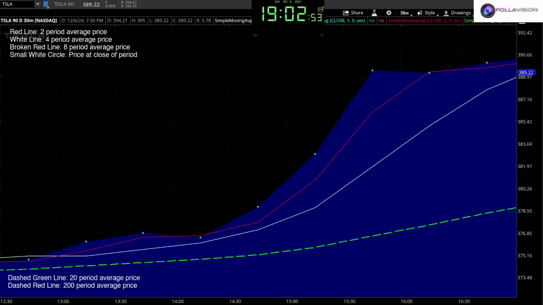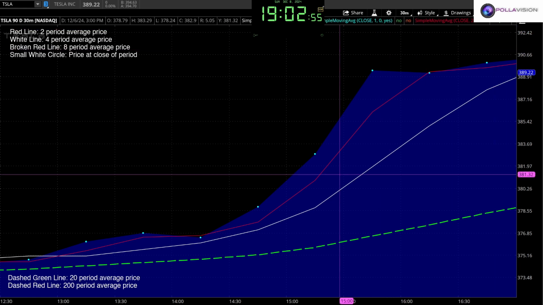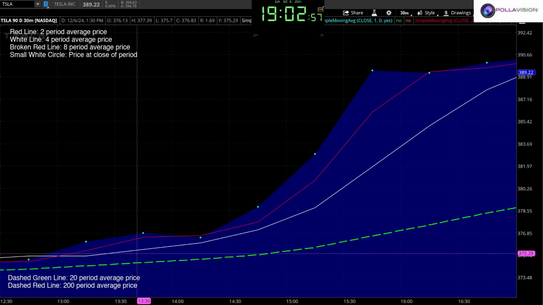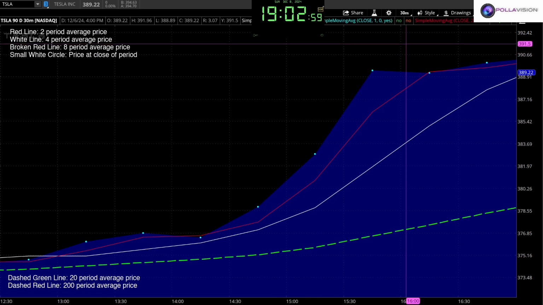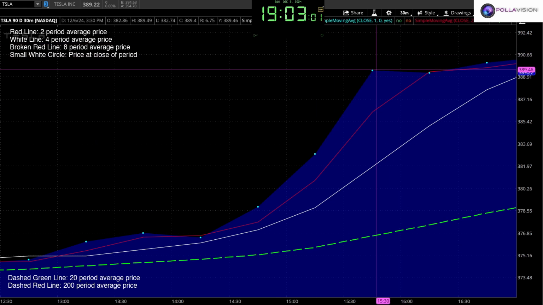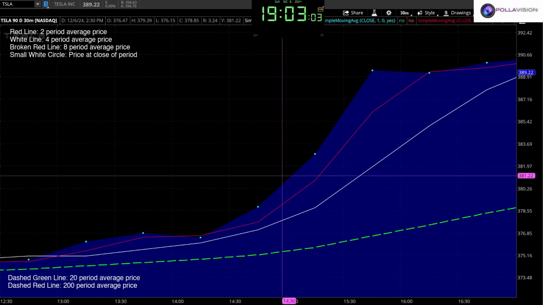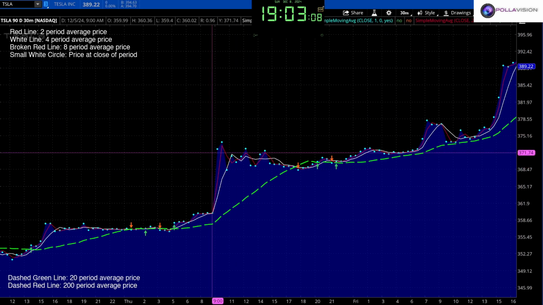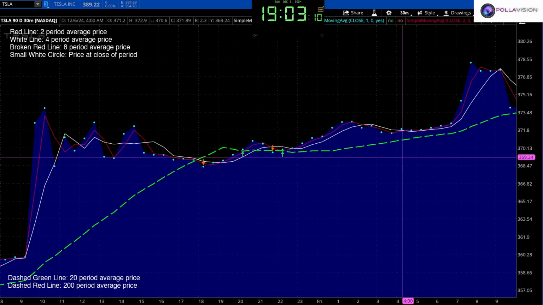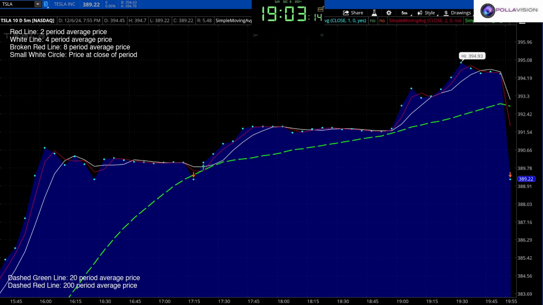my chart here, and this was 30 minutes for Friday from basically 1 o'clock all the way to 4 o'clock. And if you're day trading, this is what you want to look for. You do not want to day trade this. This is not going to work. This is 30-minute. We'll watch it on a shorter time frame. Let's do 5 minutes.